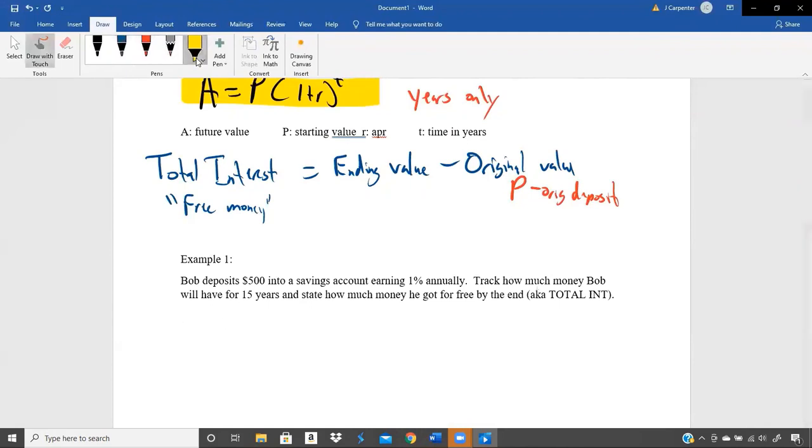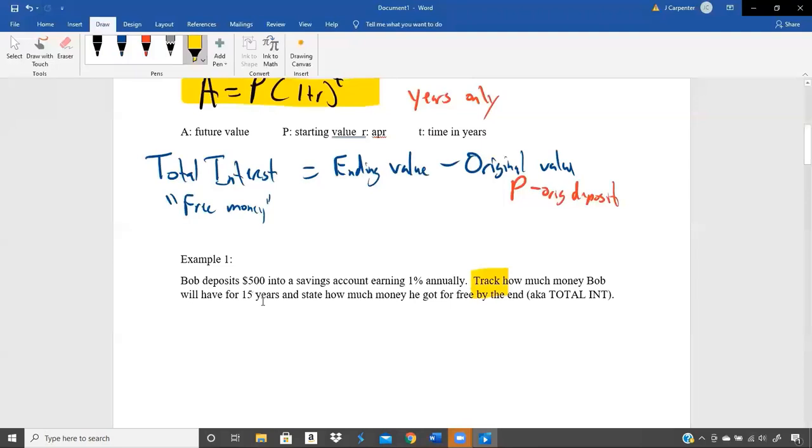Using the word track, in my mind, that means I want to see what we call an amortization table. I want to see that full schedule. I want to see year 1, year 2, year 5, year 14, year 15. If I just said how much money will Bob have 15 years later and how much money did he get for free, that would mean you can just do the one and done formula.